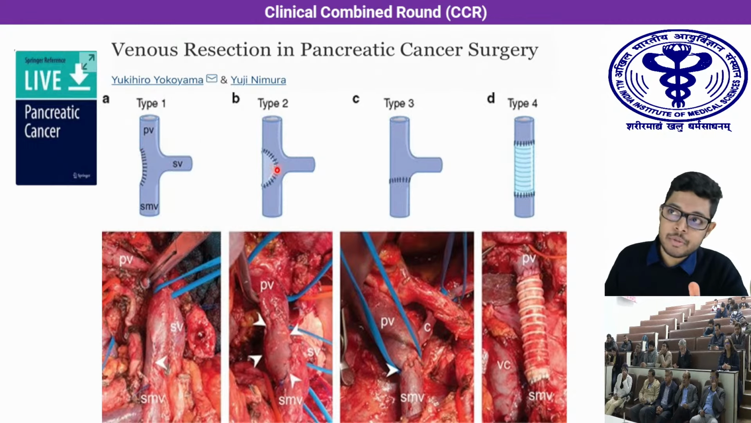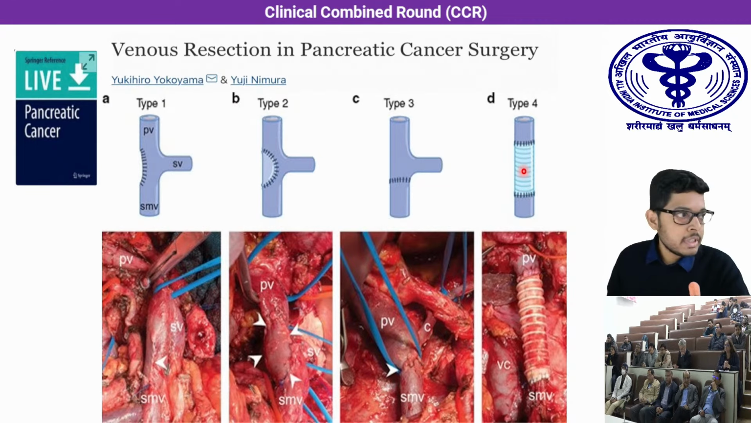The second one, if there is going to be any doubt of stenosis here, we put in a patch and sew the patch inside the vein. This is type 2. Type 3, when we resect the entire vein and it can be anastomosed without tension, that is type 3. See the corresponding picture here. And when there is going to be any doubt of tension at these two ends, we put in an interposition graft.